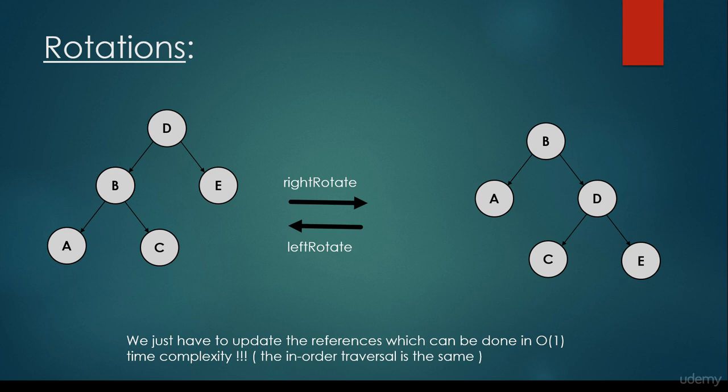So that's why it is very, very handy to use rotations, because we just have to update the references. So basically, it is quite fast. And on the other hand, it's not going to change any property of the tree, for example, the minimum item, the maximum item, and the in-order traversal. So we just have to update the references and we don't have to bother about anything else.